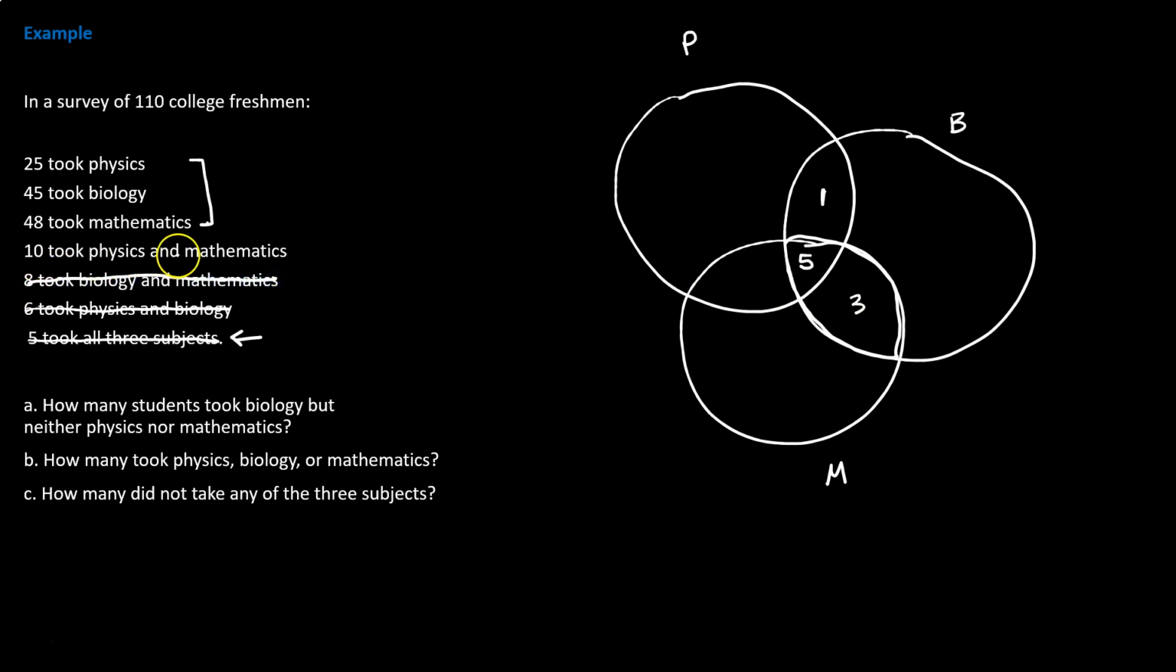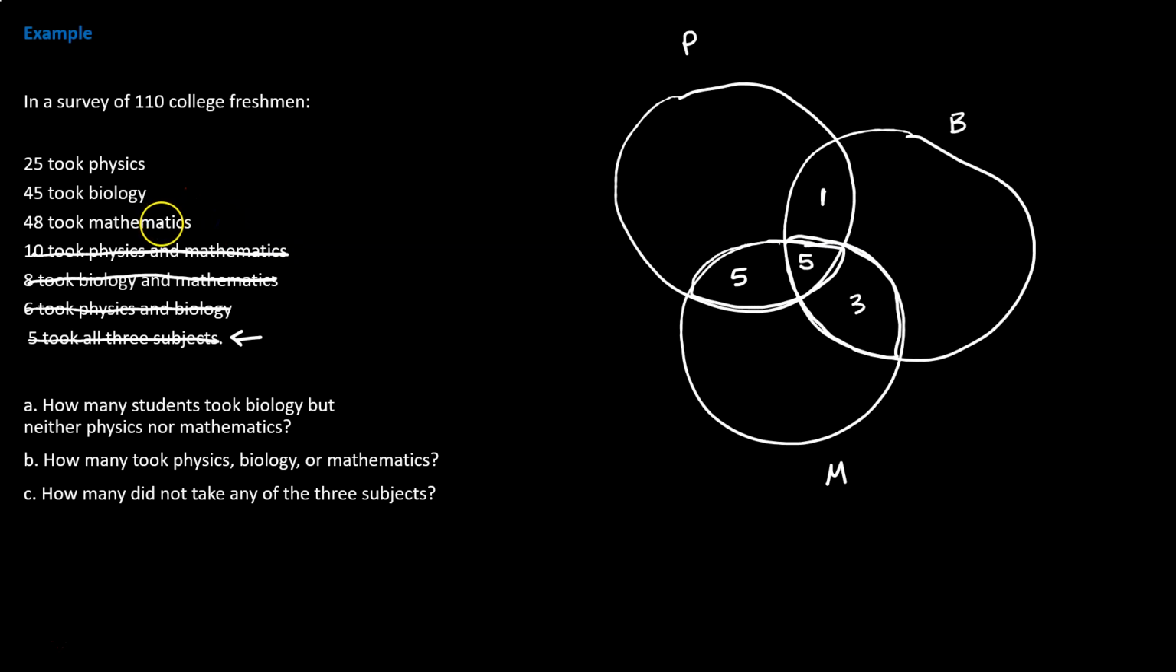Next, 10 took physics and mathematics. Physics and mathematics is this entire overlap. But there's already 5 people in that overlap, so there must be 10 minus 5 in this other region. And I double check, inside of the overlap between physics and mathematics, do I have 10 students? We sure do. Okay, now we're ready to look at the more specific information.